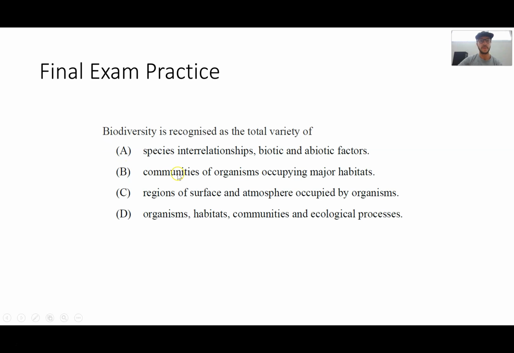So B, communities of organisms occupying major habitats. Does biodiversity just refer to major habitats? No, it refers to the variety of life, so that can be very minor as well. C, regions of surface and atmosphere occupied by organisms. Just kind of irrelevant, really. And D, biodiversity refers to organisms. Yes, variety of organisms, variety of habitats, communities, and the way in which these things all interact with each other is our answer here.